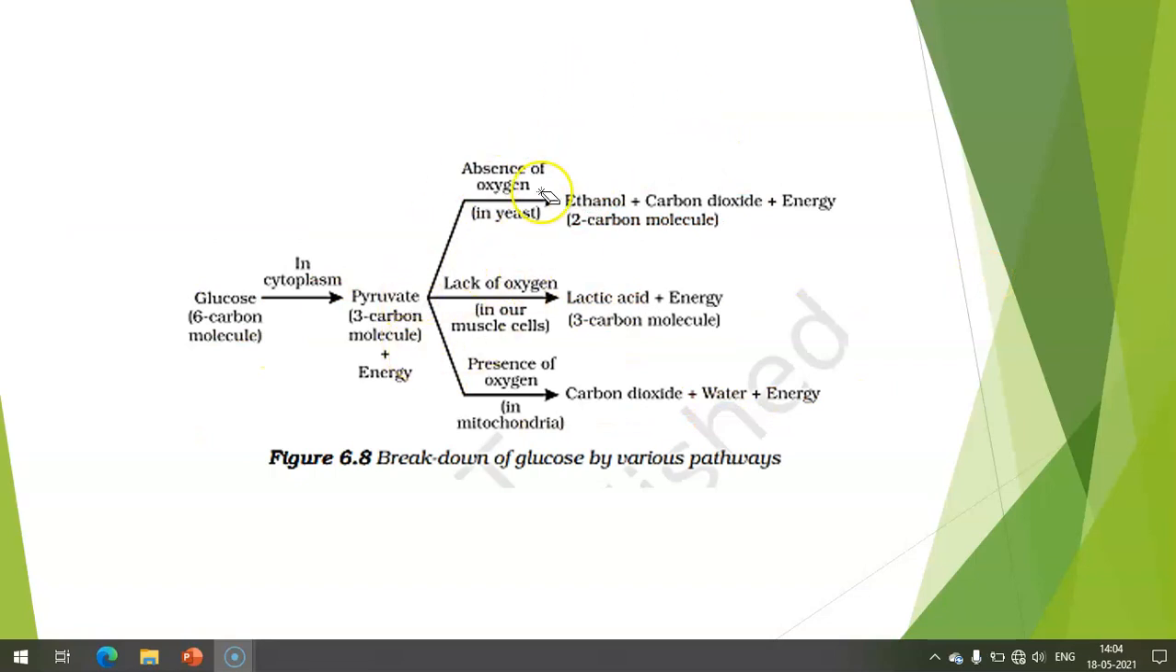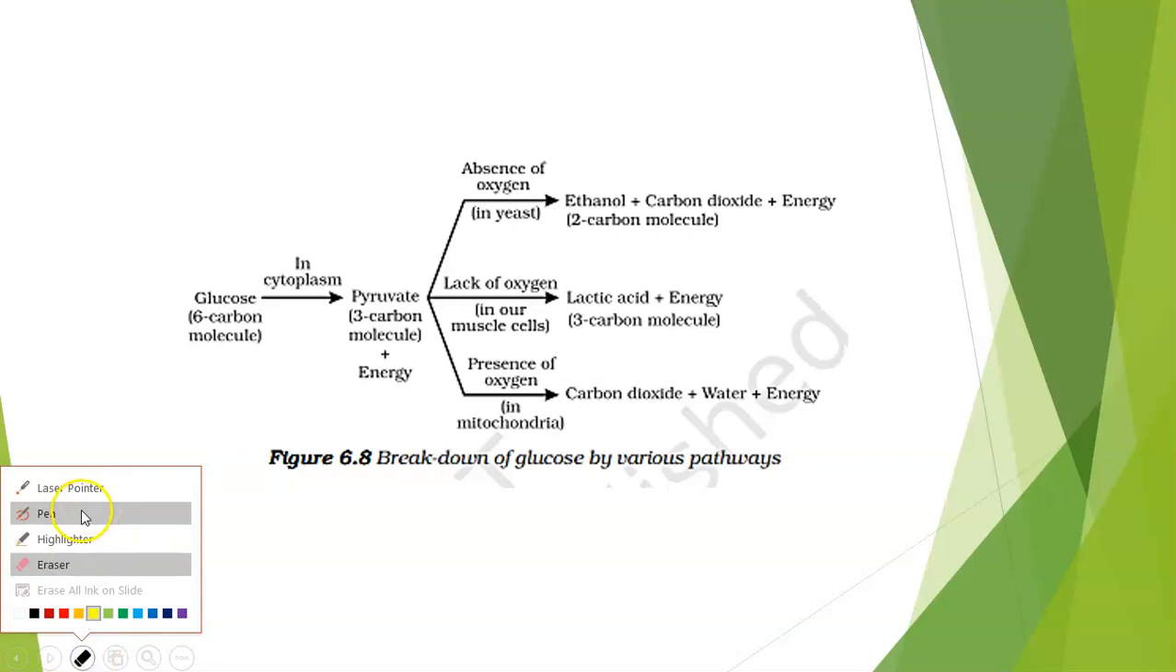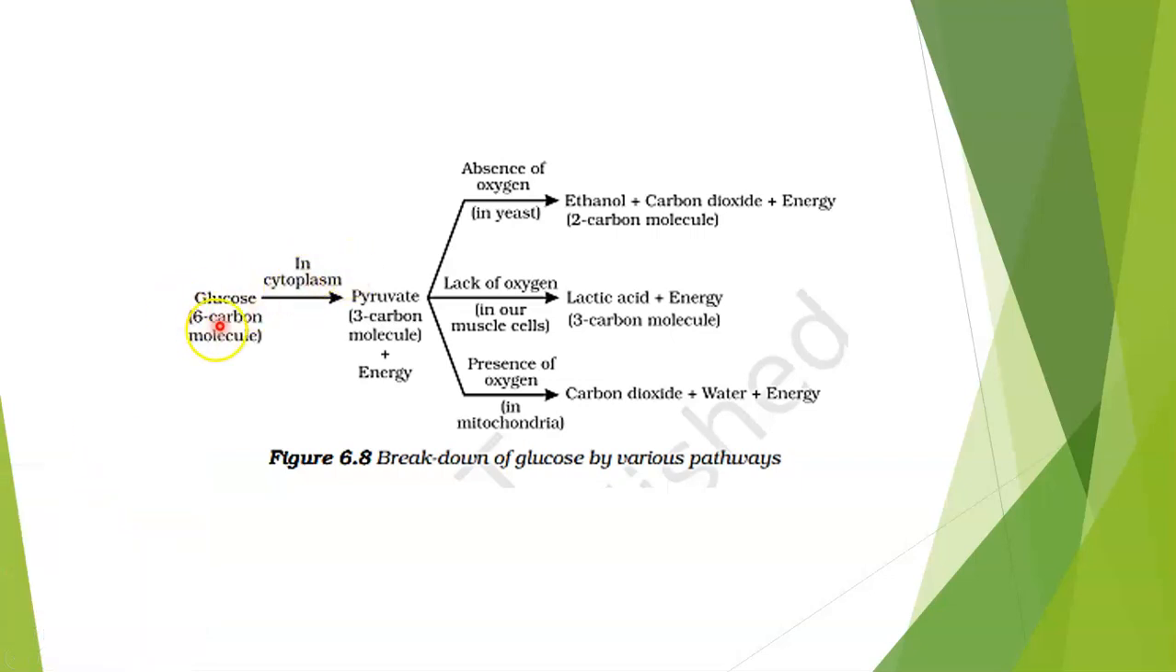This figure shows the different pathways for the breakdown of glucose. Glucose is a 6 carbon molecule, and it is the main energy source that an organism gets from its food.